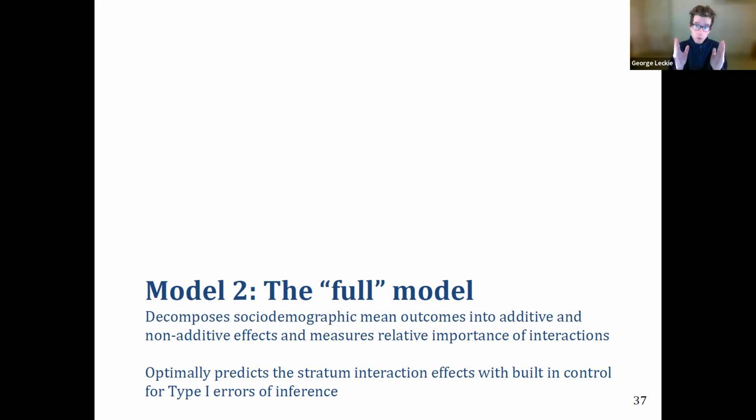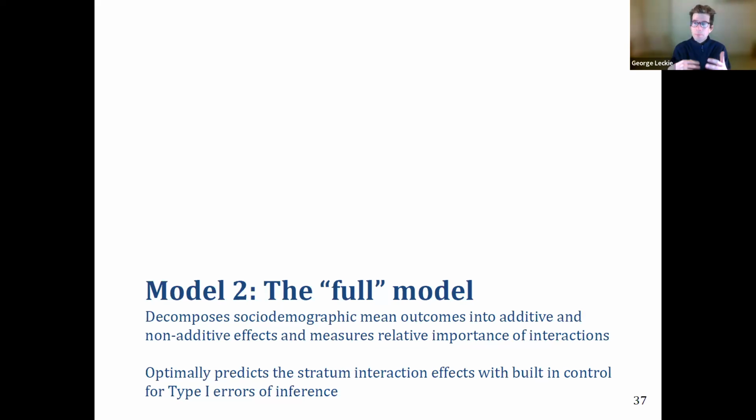That part which is due to an additive contribution from the main effects, and that part left over which is due to interactions, 2-way, 3-way, 4-way, 5-way interactions, if we like. So it's a decomposition approach, and by doing so we can work out the relative importance of interactions in general. And along the way, this is going to optimally predict the stratum interaction effects.